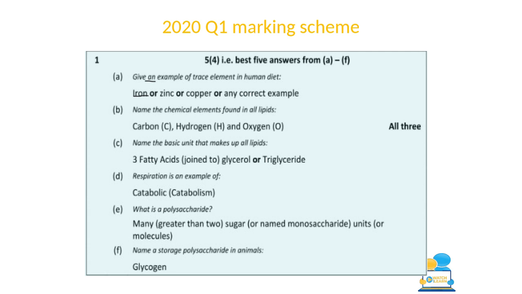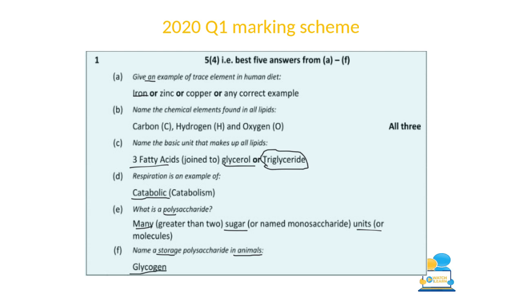The basic unit that makes up all lipids. So your 3 fatty acids connected to a glycerol, or they will also accept a triglyceride as being your basic unit of a lipid. Respiration is an example of a catabolic reaction, because respiration is breaking down of glucose. So catabolic is the breaking down of larger molecules into smaller. What is a polysaccharide? Polysaccharide is many sugar units.